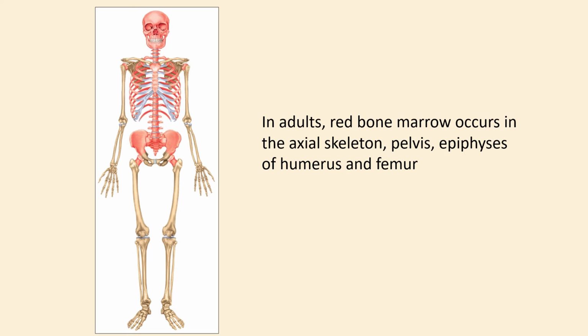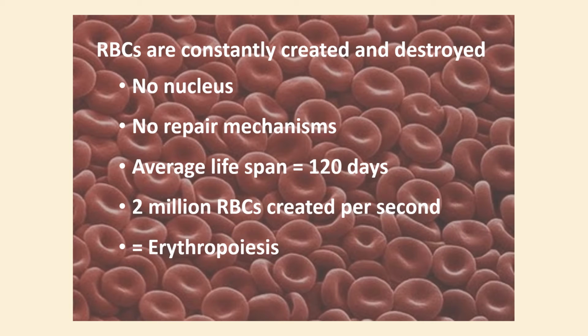So in this illustration, we can see the location of red bone marrow in the adult body. So adults have less red bone marrow than children do. And we find our stores of red bone marrow in the bones of our skull, in our ribs, in our pelvis, in the epiphyses of our long bones, the ends of our long bones. So hemopoiesis refers to the formation of any type of formed element. We're going to focus on erythropoiesis. Erythropoiesis is the formation of new red blood cells specifically.